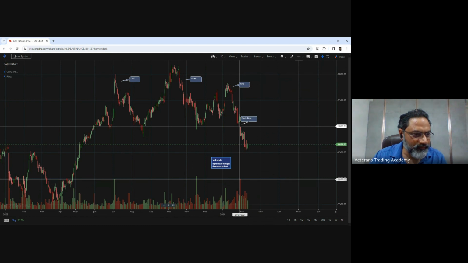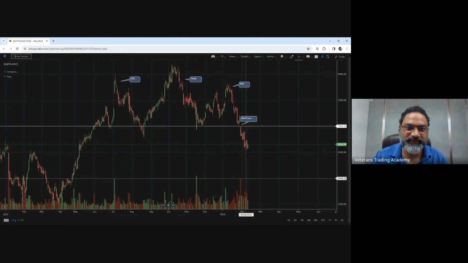Okay, so now we can see that volumes are higher when it broke down on the 7,000 level. So it shows the presence of bigger players. Okay, bigger players are selling it further on the breakdown of the 7,000 level.